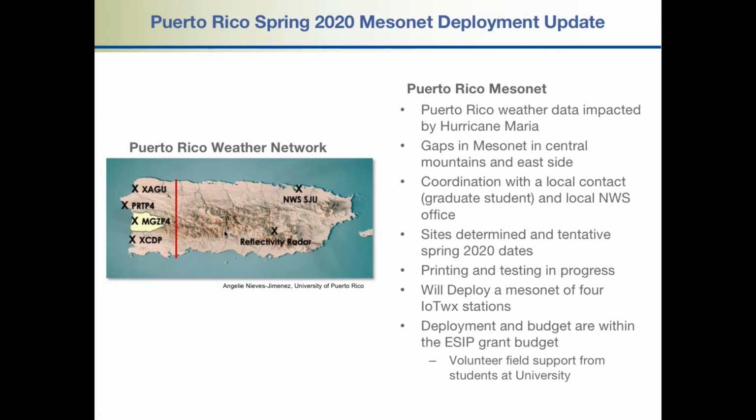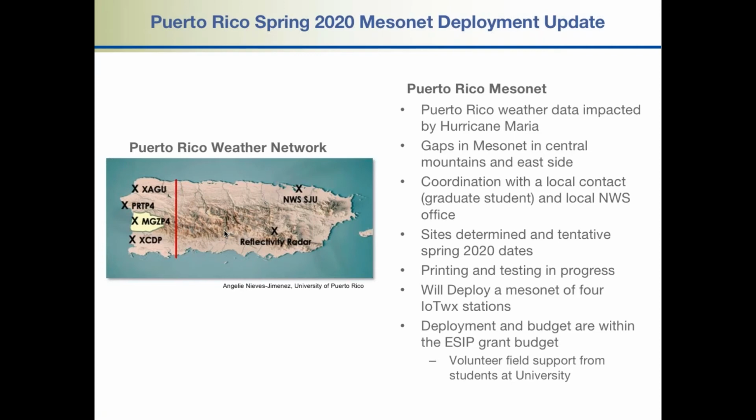And then we'll be doing a deployment. And this was all part of the ESIP budget we were looking at and proposal, because part of that proposal was, not only are we going to have a station, but we want to actually deploy it in a 3 or 4 station local mesonet.